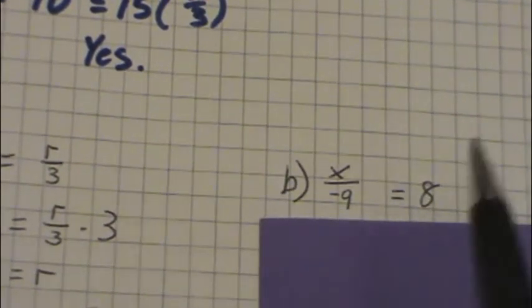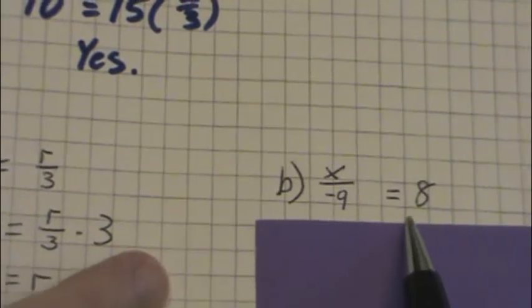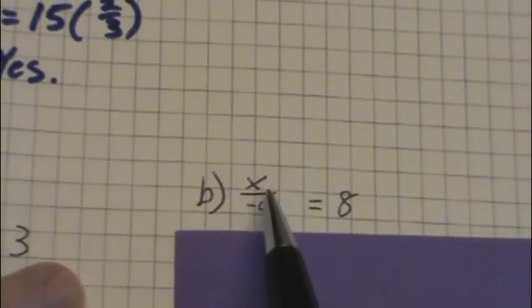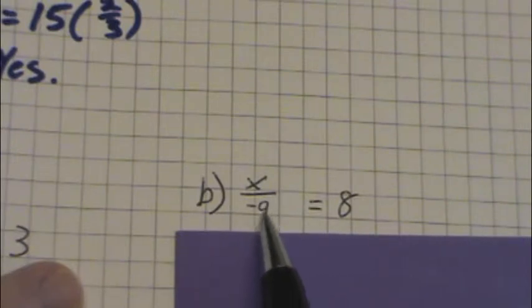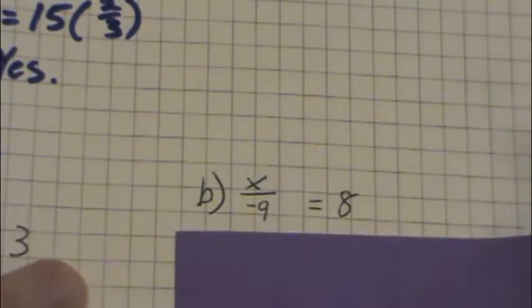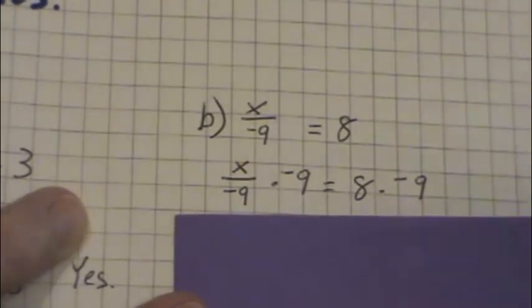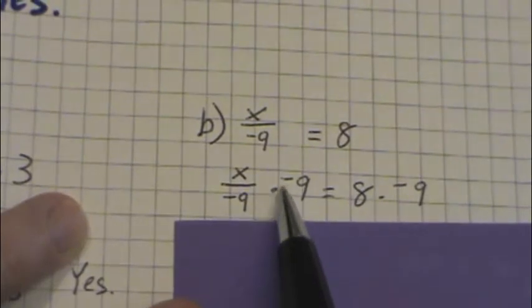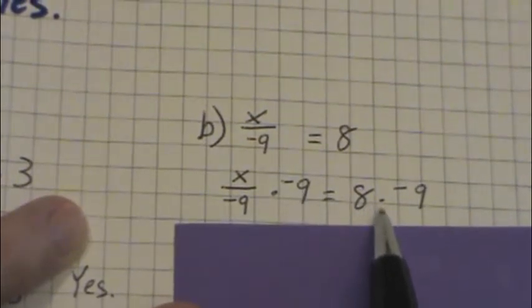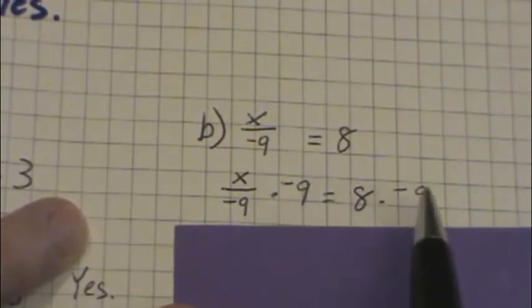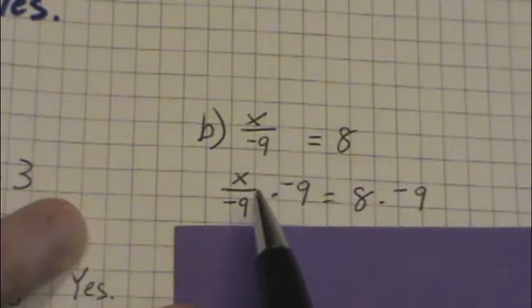X over negative 9 equals 8. We need to isolate the x, which means we need to do something to get rid of that negative 9. So let's multiply both sides by negative 9. It should look like this. X over negative 9 times negative 9 equals x times negative 9. Multiplying by negative 9 on both sides of your equation.